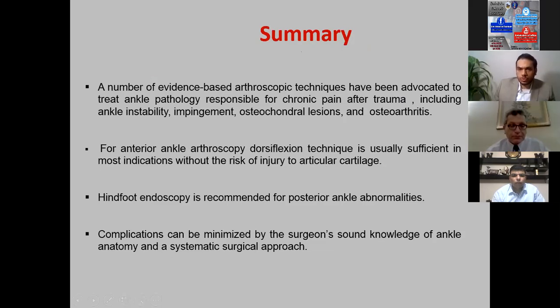chronic pain after trauma, including instability, impingement, osteochondral lesions, and osteoarthritis. For anterior scope, dorsiflexion technique is usually sufficient in most indications, with minimal risk of injuring the articular cartilage. Hindfoot endoscopy is recommended to address posterior ankle abnormalities. Complications can be minimized by thorough knowledge of the arthroscopic anatomy and systematic surgical approach.